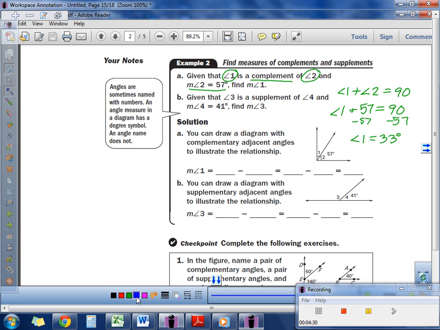Supplements are done the same way, except you change the 90 to a 180. So once again, supplements mean add to 180. These are the things I'm adding to 180. So I'll say angle 3 plus angle 4 add up to 180. And it tells us angle 4 is 41. Substitute. The simple math from there is subtract 41 from each side. When I do that, what do I get for the measure of angle 3? 139. Thank you.